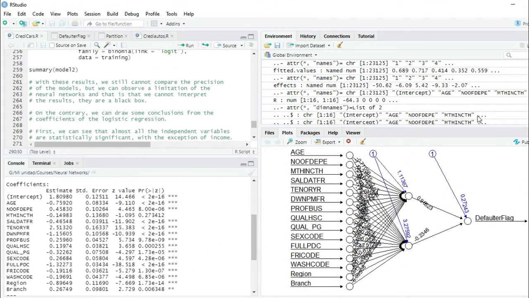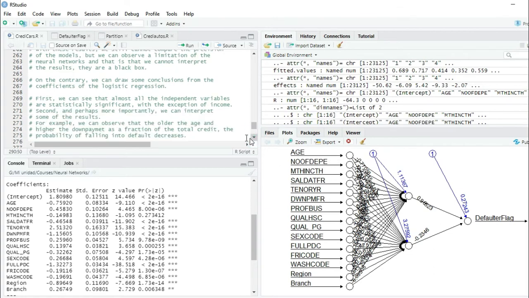With these results, we still cannot compare the precision of the models, but we can observe a limitation of the neural networks, and that is that we cannot interpret the results. They are a black box. On the contrary, we can draw some conclusions from the coefficients of the logistic regressions.